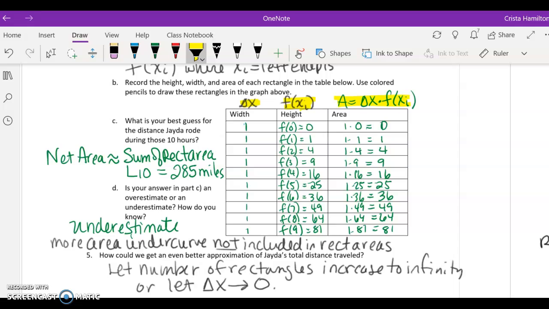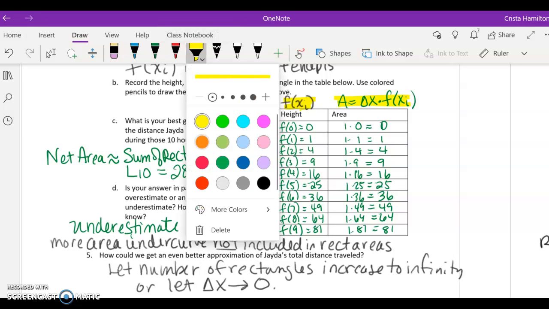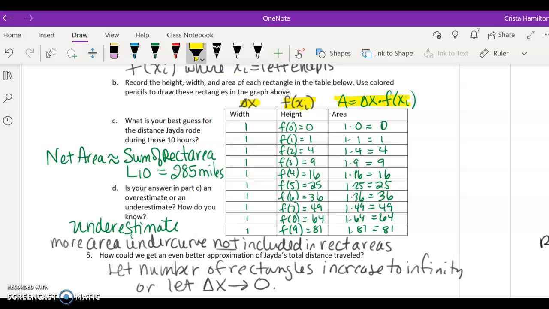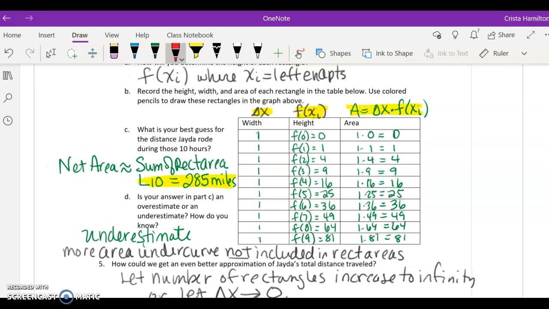And then over here in C, what's our best guess for the distance that she rode during those 10 hours? Using the sum of the rectangle areas, our best guess for this left endpoint selection is going to be 285 miles. Notation-wise, we call this L sub 10, and this is what we call a left Riemann sum. Riemann was just a mathematician who worked with this, so that's named for him.